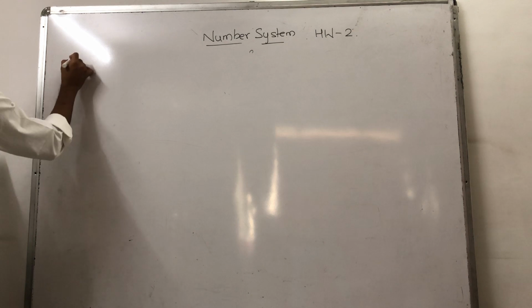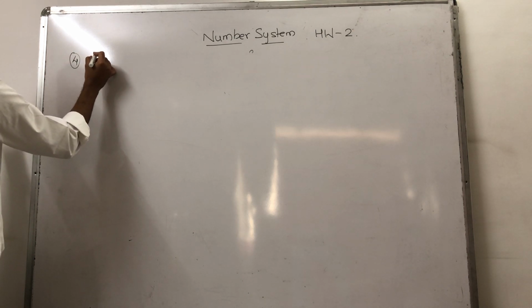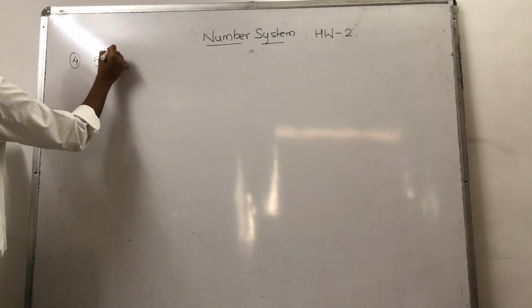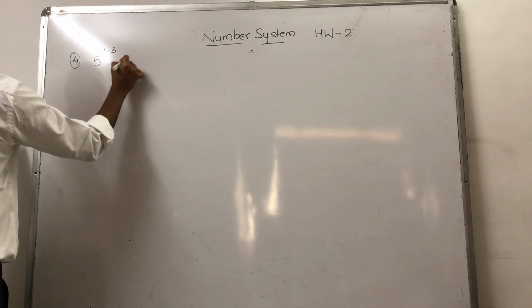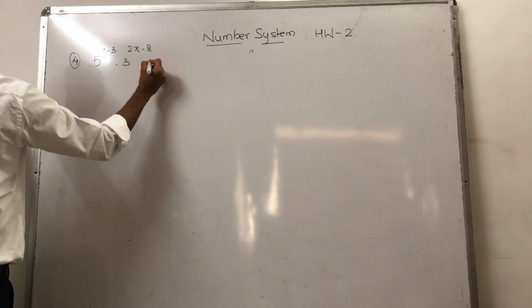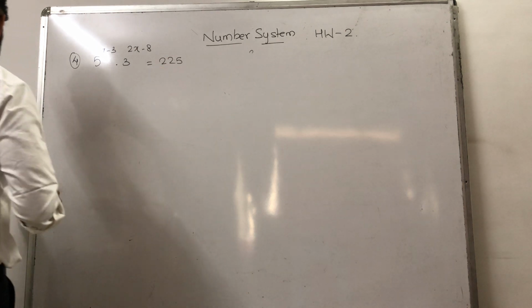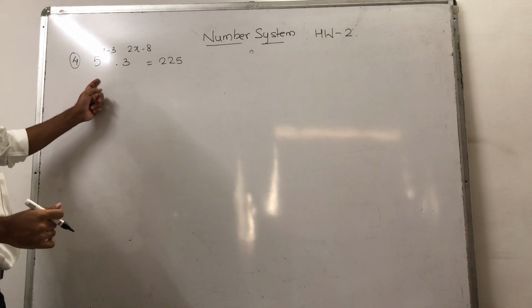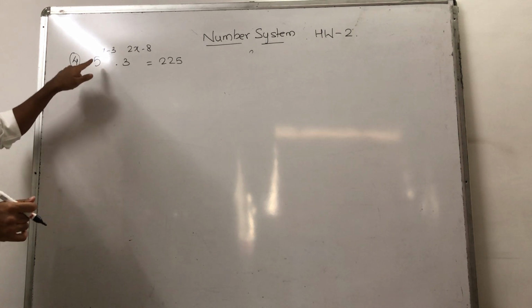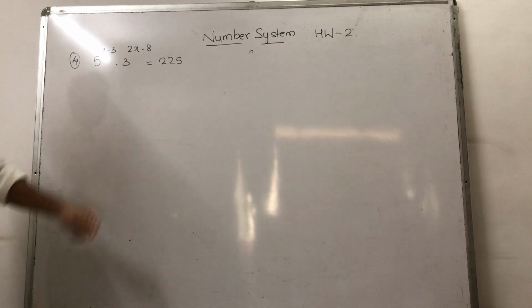Fourth sum. Fourth is an easy question. They have given that 5 raised to x minus 3 into 3 raised to 2x minus 8 equals 225. So if 225 can be expressed as the product of 5 raised to some number and 3 raised to some number, we have to find the value of x.